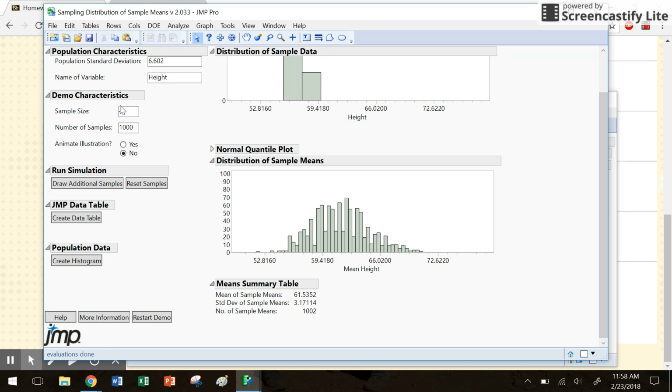So what was our sample size? Well, we were choosing 4 cars each time. And I chose 4 because it's nice, you can take the square root easily. So the square root of 4 would be 2. So we'd be taking sigma, 6.6, and dividing by 2, which would give 3.3. So in theory, the standard deviation down here should be about 3.3.